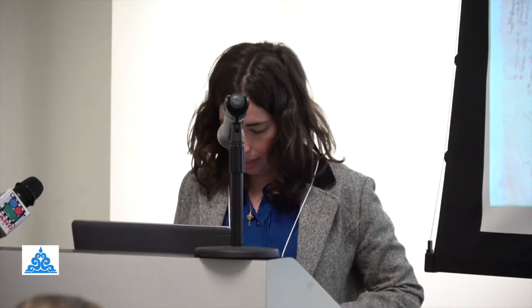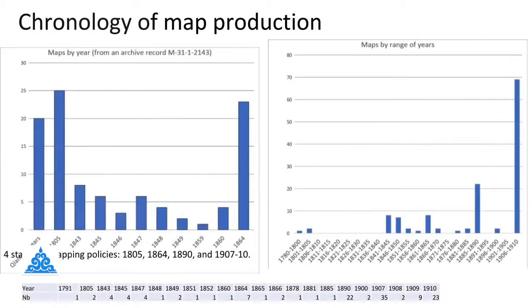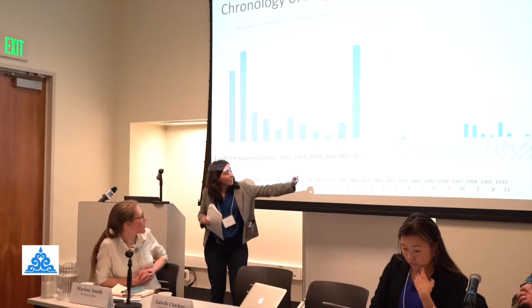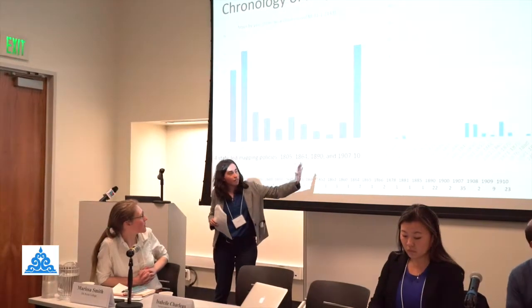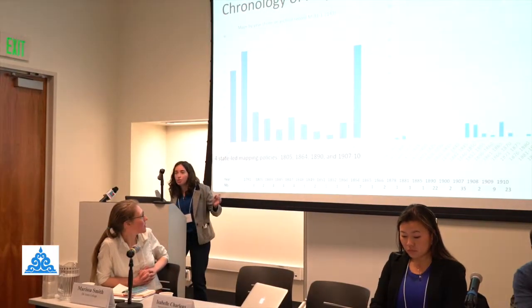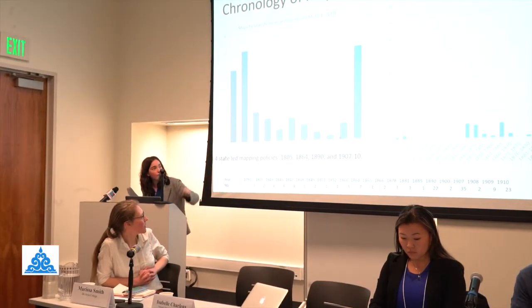First, what kind of shift happened in the 1860s? This is a graph that shows the maps that are available. So here on this graph, you can see that in the early 19th century, they began to be produced, and then there's an increasing number of them over time.